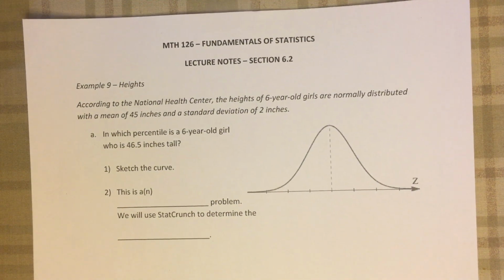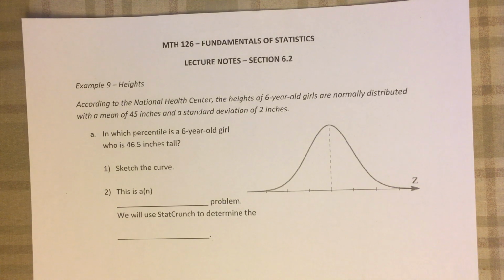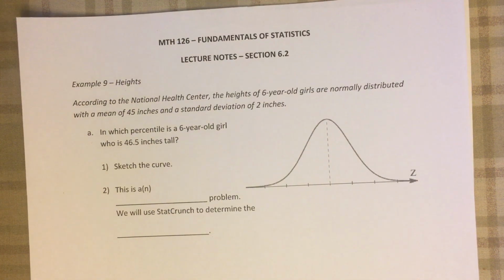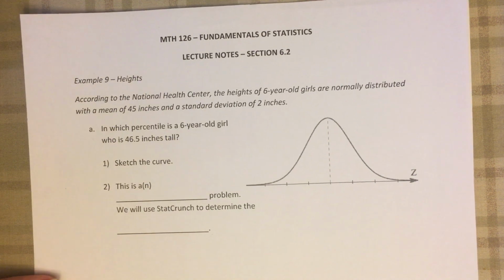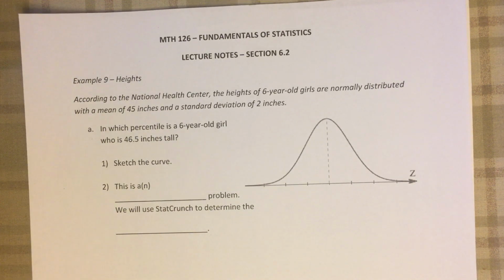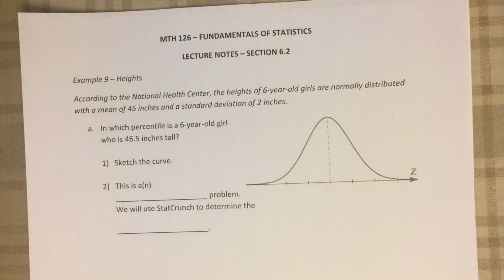All right, so these last couple of examples, we're going to look a little bit more at our normal probabilities and our inverse normal values. Right, so let's start with this first part here at the top. According to the National Health Center, the heights of 6-year-old girls are normally distributed with a mean of 45 inches and a standard deviation of 2 inches.